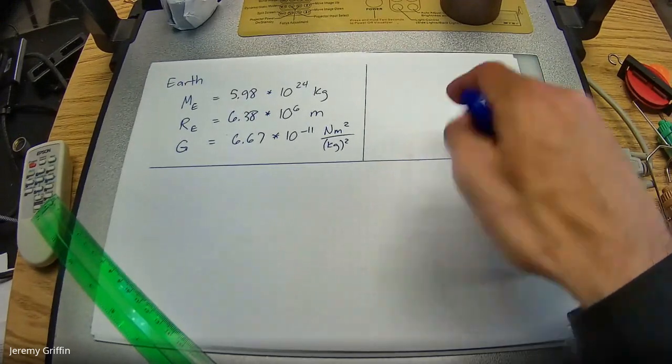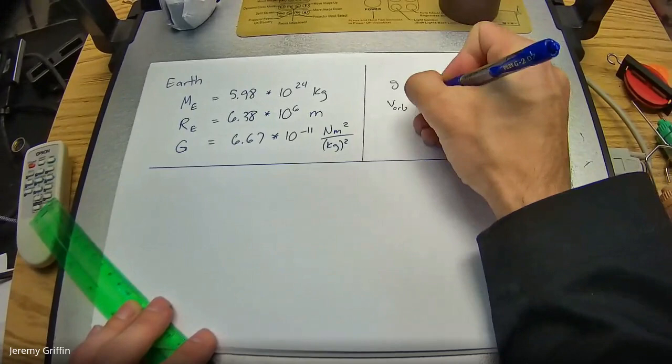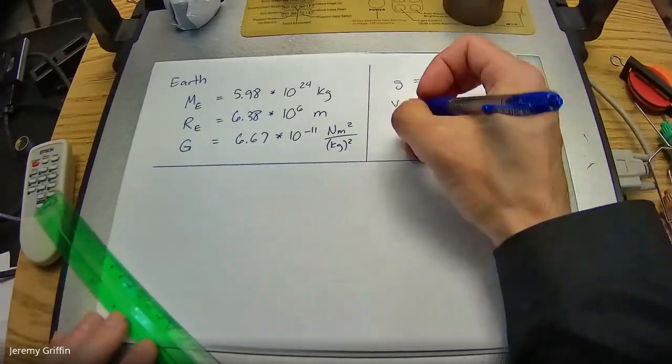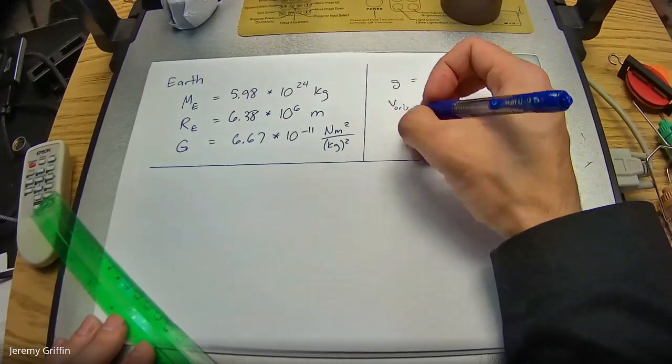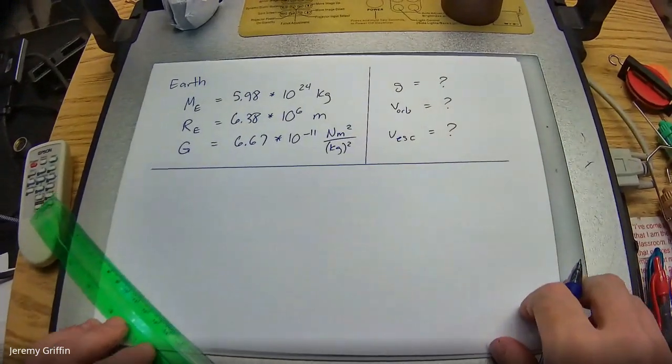So what is the gravity field on Earth? What is the orbital speed, let's say in low Earth orbit, so near the surface, just above the atmosphere? And then finally, how fast do you have to go to cut off the engines and still escape the planet?